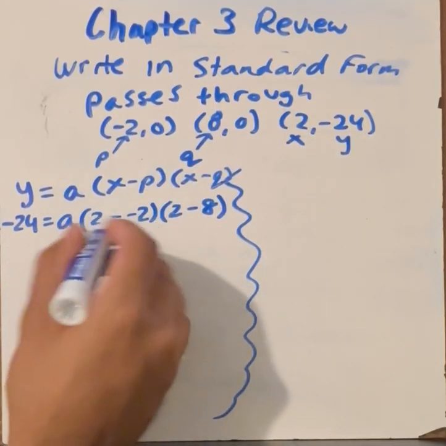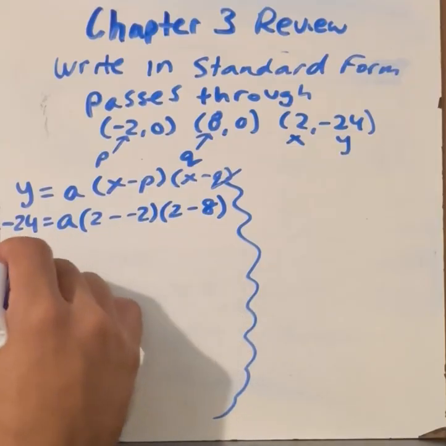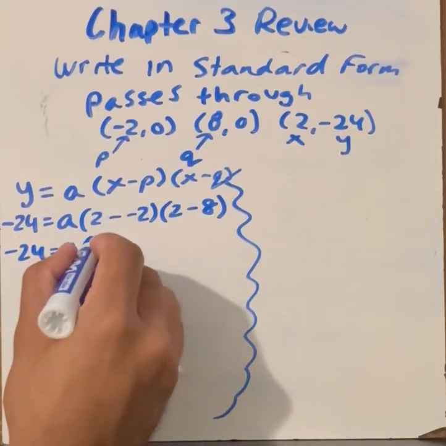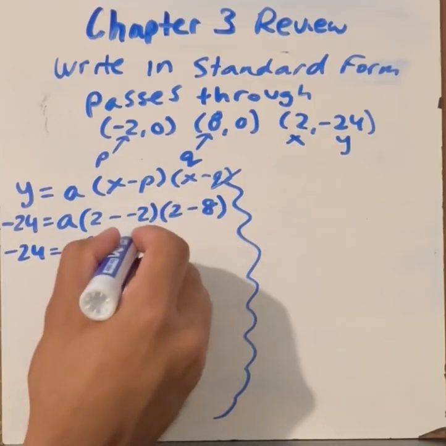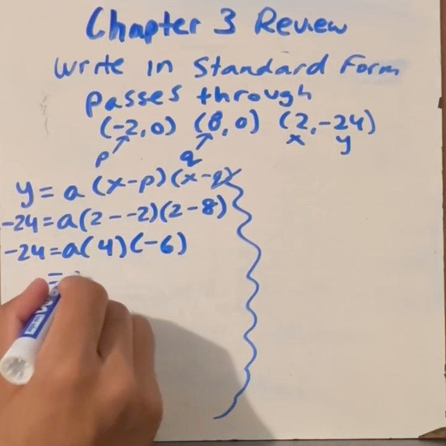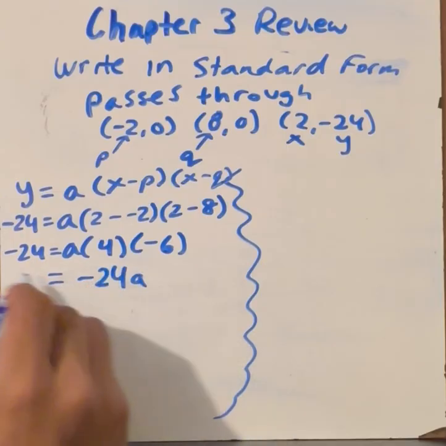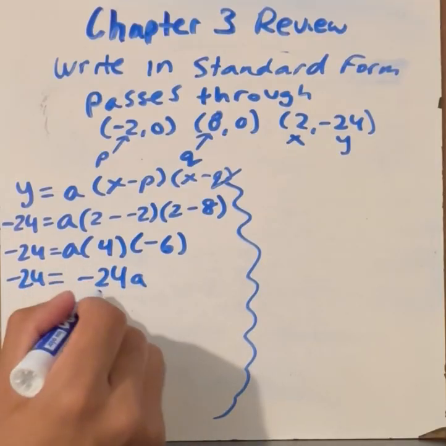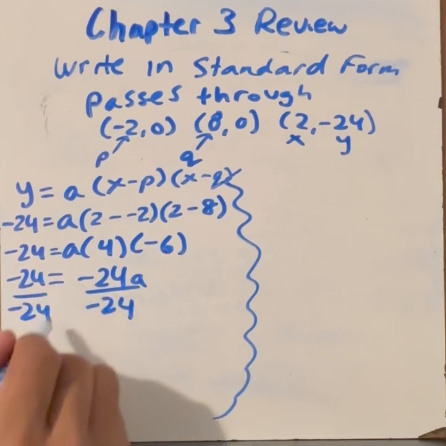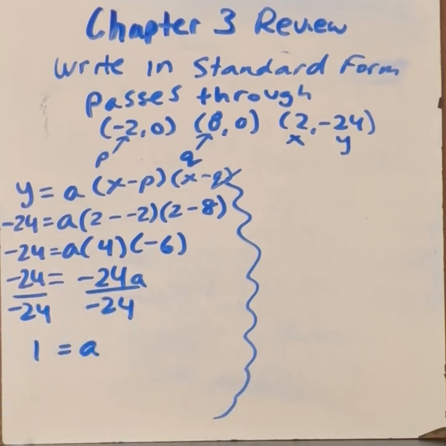And then we know that this 2 minus negative 2 becomes 2 plus 2. So 2 plus 2 is 4. 2 minus 8 is negative 6. 4 times negative 6 is negative 24. And negative 24 times a is negative 24a. This is equal to negative 24. To solve for a, we got to divide both sides by negative 24. And we get 1 is equal to a.